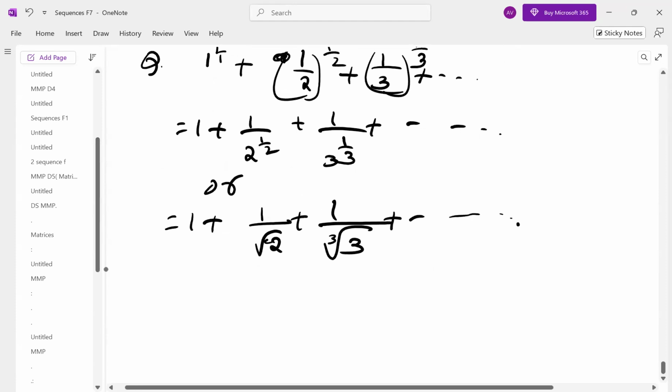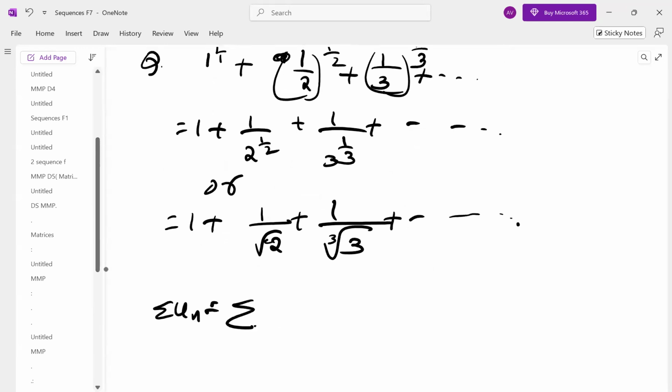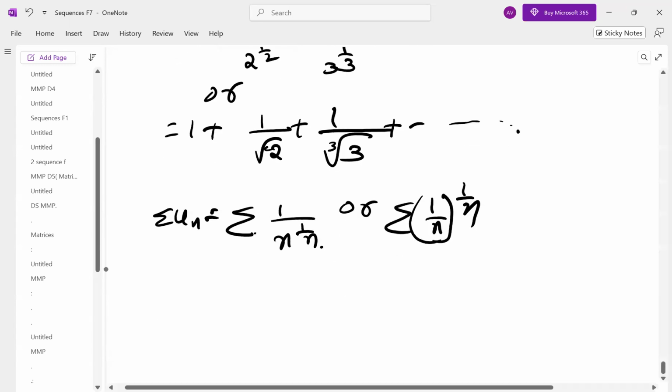First we have to find out the nth term. So what is summation un? What is the nth term? For first term, 1 power 1 by 1. Second term, 2 power 1 by 2. Third term, 3 power 1 by 3. Nth term, n power 1 by n. You may also know it as summation 1 by n whole power 1 by n. So either it will be given like this, or like this. Then how to know whether it is convergent or not?